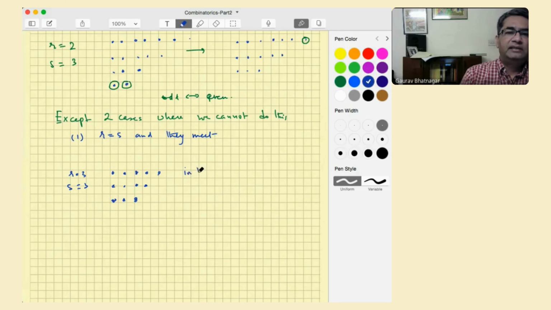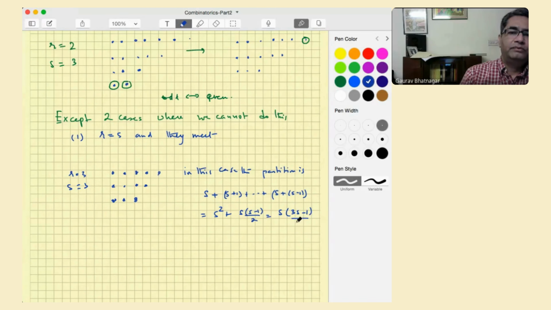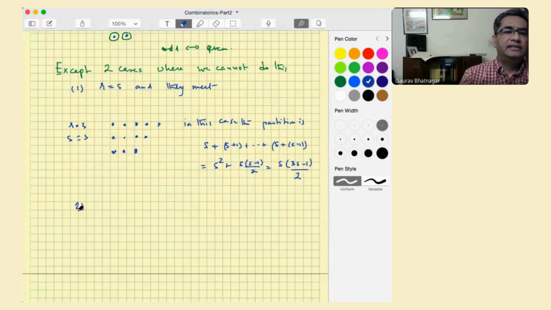So in this case, the partition is this number, the same as S. Then you have S plus 1 and so on, and there are S parts. So S plus 0, 1, 2, whatever, up to S plus S minus 1. So this is S squared plus 0 plus 1 up till this, so S into S minus 1 over 2, or S times 3S minus 1 over 2. And the other case is when R is equal to S plus 1 and they meet.